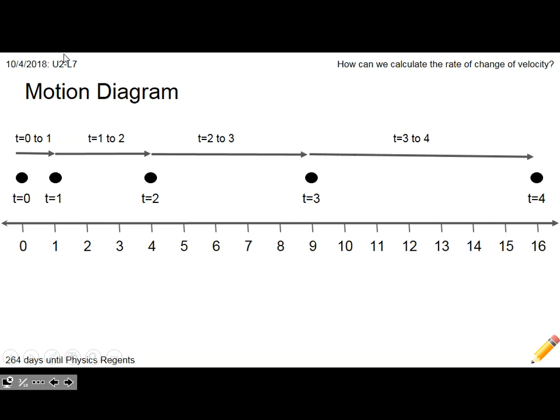I've got 5 dots for the 5 different times, 0, 1, 2, 3, 4, and they are located at t equals 0 is at 0 meters, 1 second at 1, 2 seconds at 4, 3 seconds at 9, and 4 seconds at 16. Okay, and then I've got these arrows that connect it. Right, so just checking in. This is what your motion diagram should look like. I'll just give you a minute to make sure yours looks like mine.